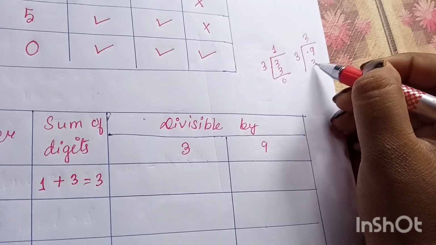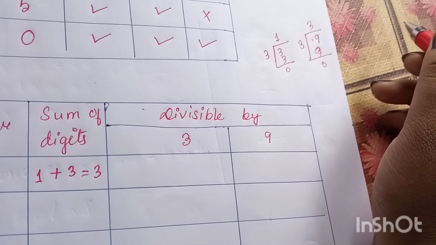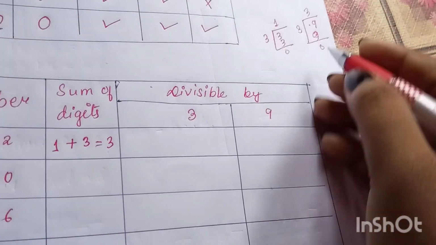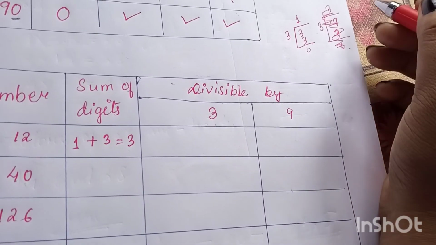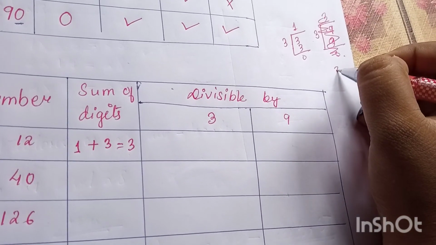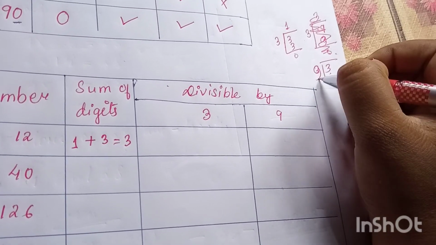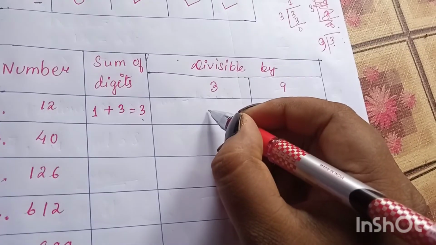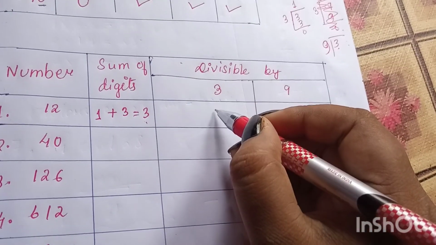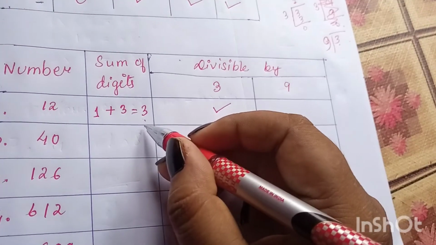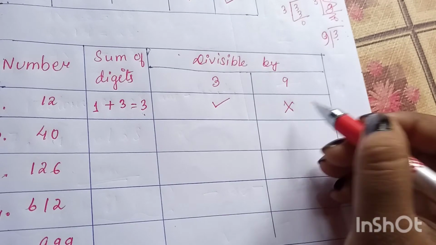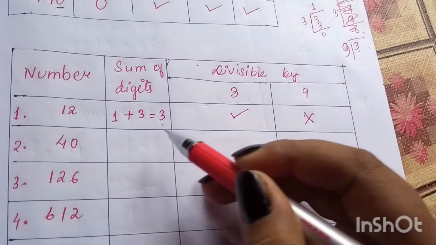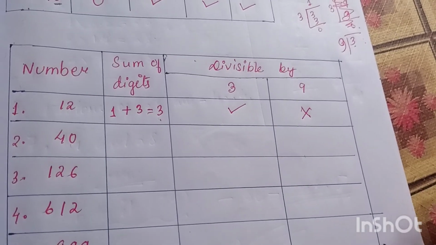3 threes are 9. The sum of digits must be divisible by 9, and we cannot divide this 3 by 9. So it is not divisible by 9. So yes, 3 is divisible by 3, but 3 is not divisible by 9. So cross. 3 cannot be divided by 9 because 3 is smaller and 9 is bigger. We cannot divide it.